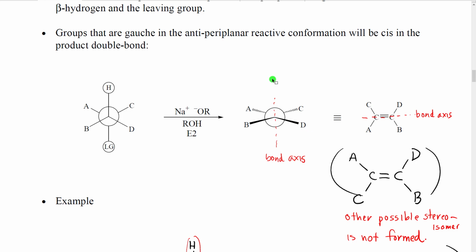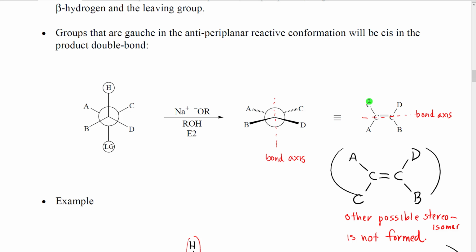Now, if we redraw this, looking at it from a top view, we get this. Here's the double bond. This was the beta carbon. This was the alpha carbon. And we can see that A from the alpha carbon and B from the beta carbon are now on the same side of the bond axis. They're cis to each other. And similarly, C and D are on the same side of the bond axis.